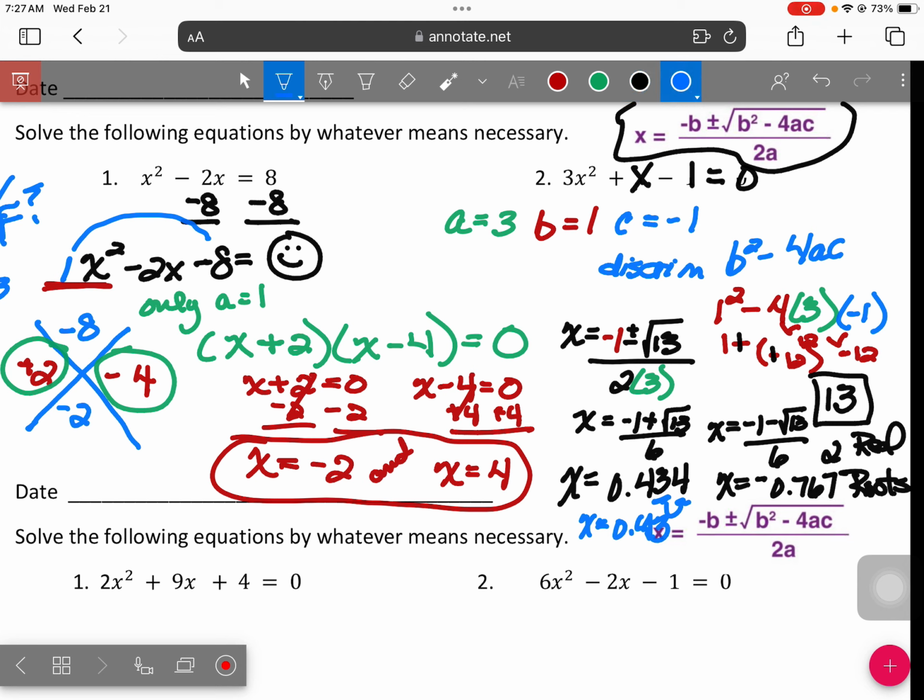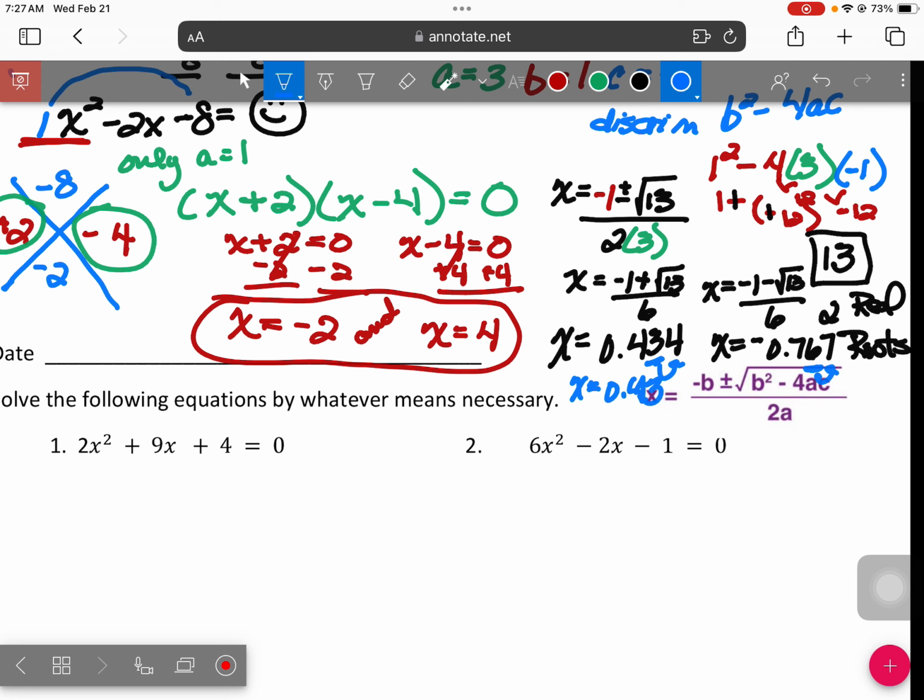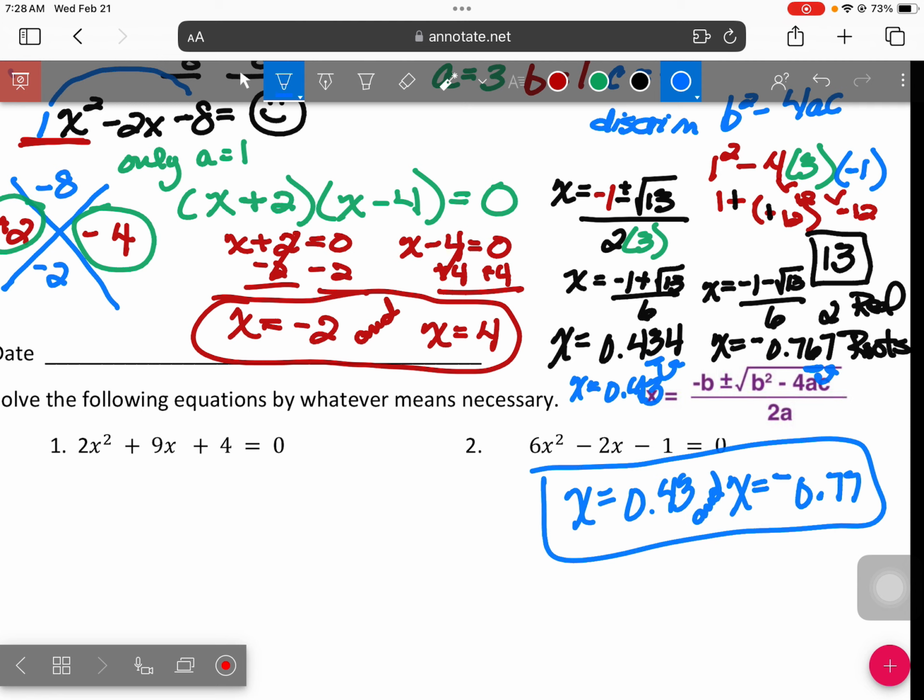-0.767. I'm going to say round to the hundredths place. If it's 5 or more, you increase. So this is going to be x equals -0.77, and this was x equals 0.43. Those are your two roots. Okay? All right.